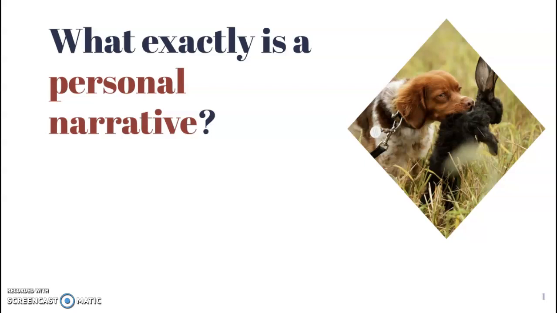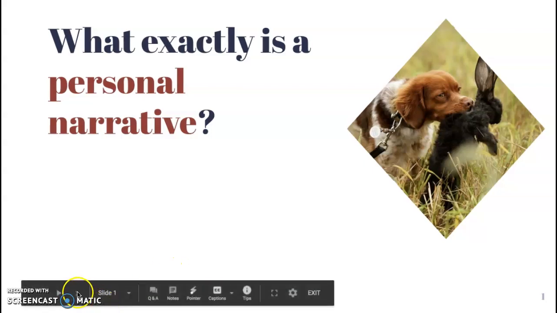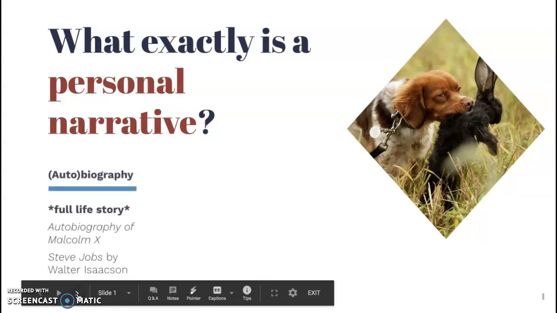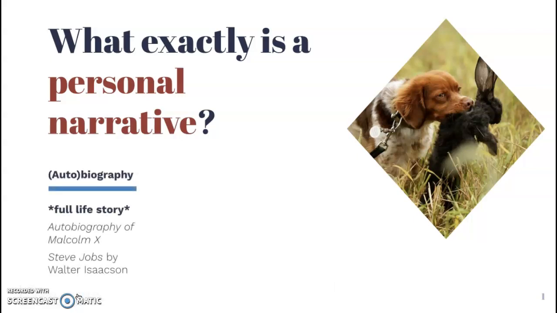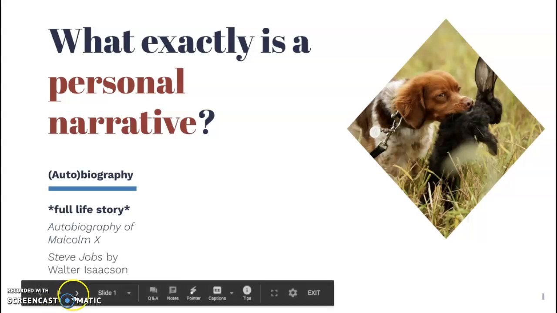Before you can start your personal narrative, we first need to talk about what it is exactly and how you might want to structure your plot. So, the first thing that we need to look at is the difference between a narrative, an autobiography, and a memoir. An autobiography or a biography is a full life story. So, for this, you were thinking the autobiography of Malcolm X or the Steve Jobs autobiography by Walter Isaacson. These are a rundown of the person's full life story.